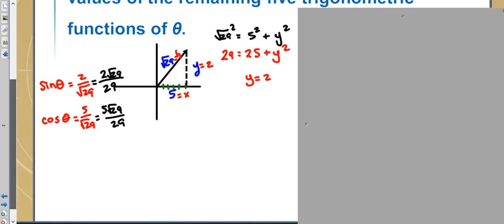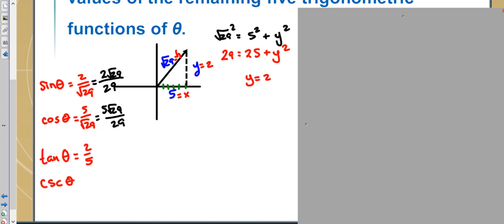And then I move on to tangent. Tangent theta is TOA, tangent is y over x. So it'd be 2 over 5, and that's a good form. And then the other two, I'm missing cosecant, which is the reciprocal of sine. So it'd be the reciprocal of this, square root of 29 over 2. Now these are equal, so you could use either one. This is more simplified, so I just chose this one.